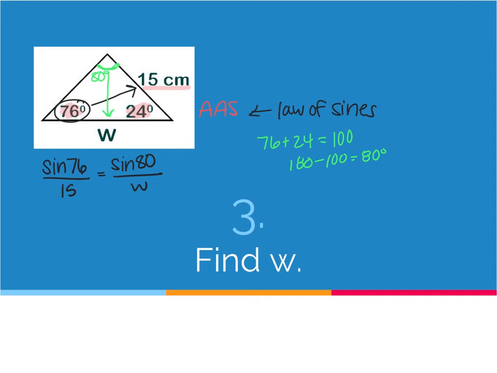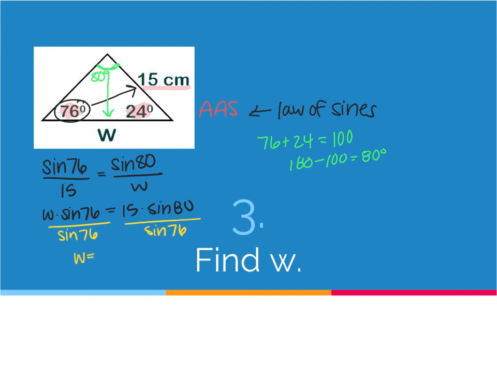Now we're just going to cross multiply to solve. So W times sine of 76 equals 15 times the sine of 80. In my calculator, I'm going to do 15 times sine of 80. And I'm going to make sure that I do not round it yet, because I want to make sure that I don't have an internal rounding error. We want to get the most exact answer. So I'm going to divide both sides by sine of 76.